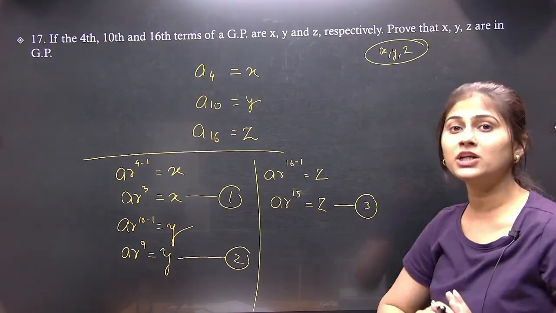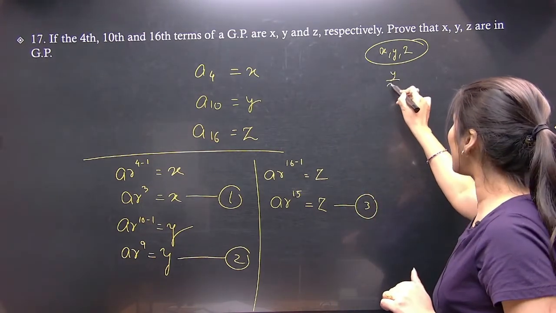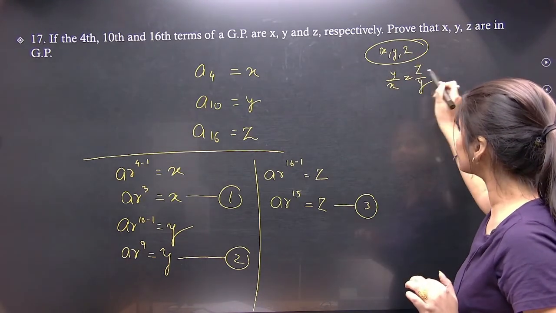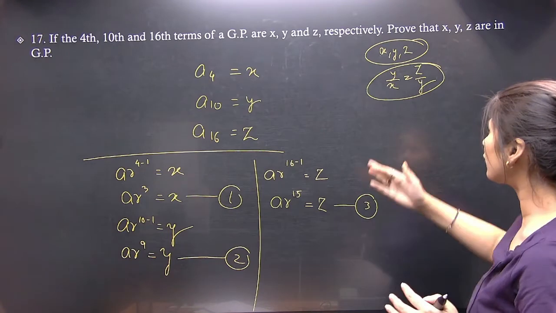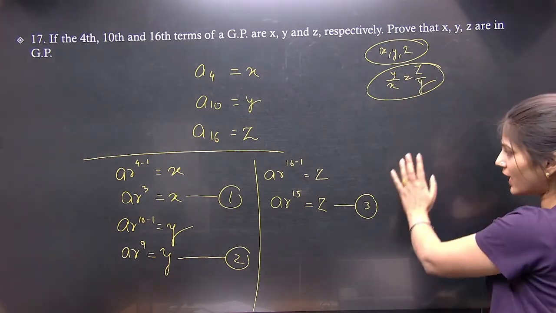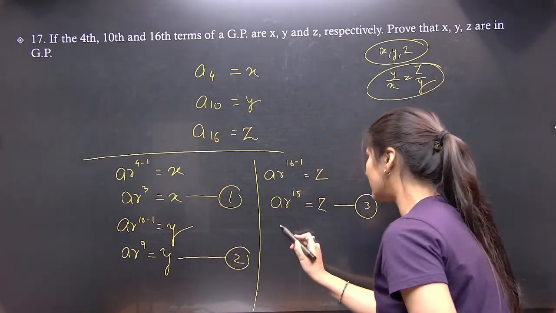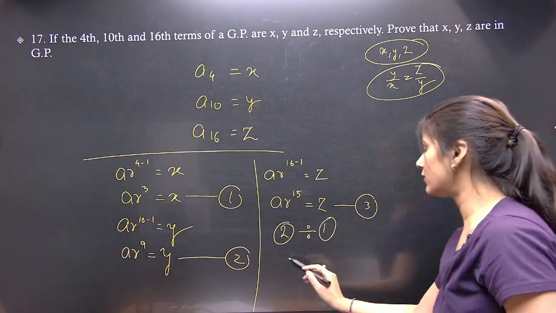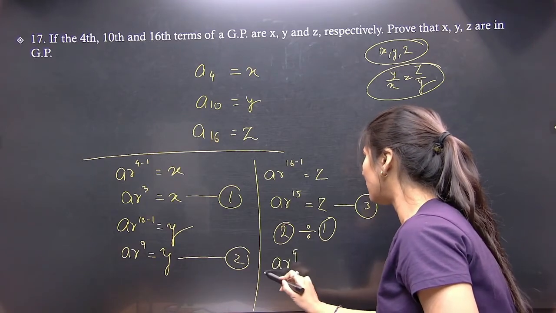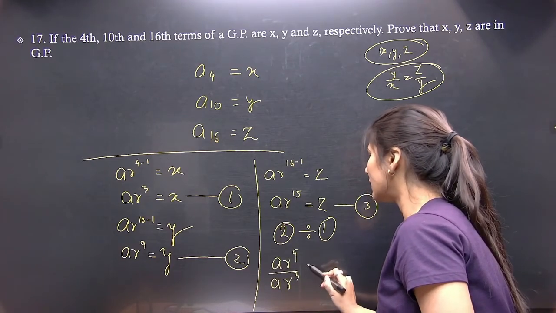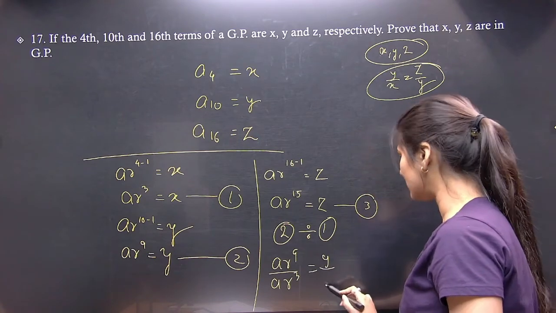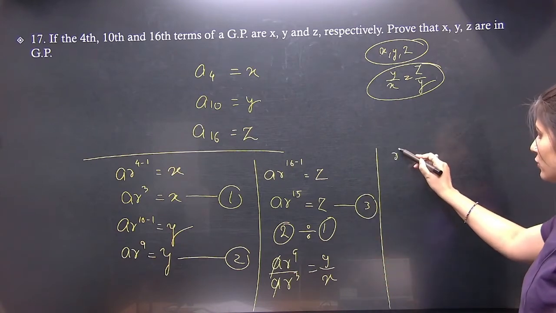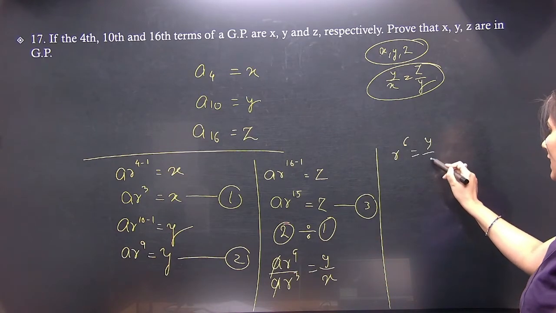it means the common ratio should be same, which means the value of Y by X should be equal to Z by Y, isn't it? Second by first should be equal to third by second. So, simply we need to find these two ratios. So for finding Y by X, what we have to do? 2 by 1. So dividing 2 by 1, it will give AR^9 by AR^3. AR^9 is Y and AR^3 is X. So it is R to the power 9 minus 3, R^6 is equal to Y by X.